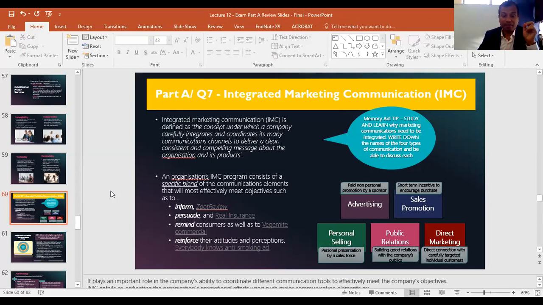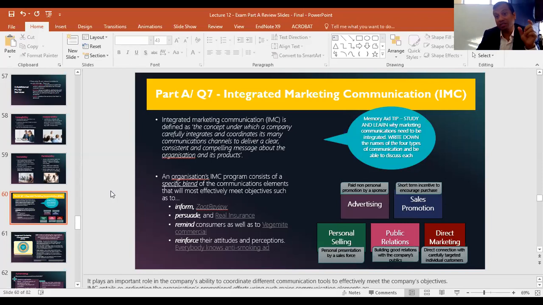What Memory Ad suggests: study and learn why marketing communication needs to be integrated. Write down the names of the four types of communication and be able to discuss them. You need to understand why we are saying integrated marketing communication instead of simply saying communication or marketing communication. Why? What does this emphasis on the word integrated signify?